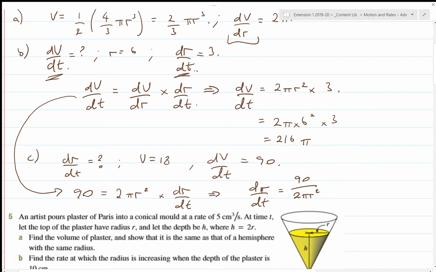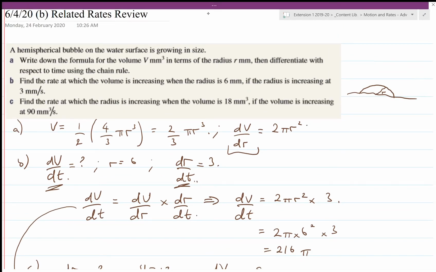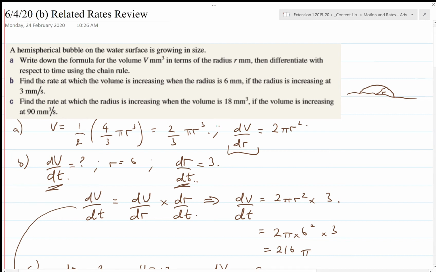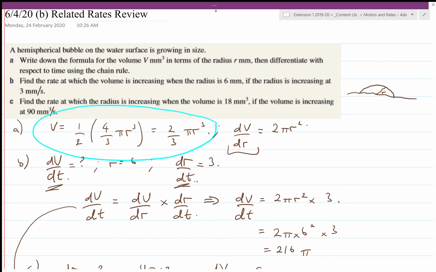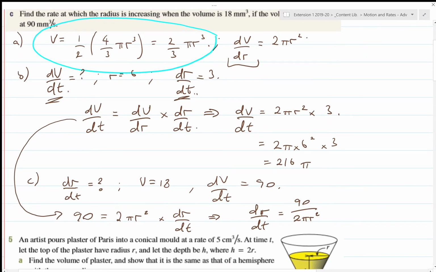Now they haven't given me r, they've given me the volume. So that means I need to go right back to my volume equation and find r. Okay, so volume is 18. So a little bit of side work here. 18 is 2/3 pi r cubed, multiplied by 3, divided by 2, and that gives me 27 over pi is r cubed. So r equals 3 over the cube root of pi.